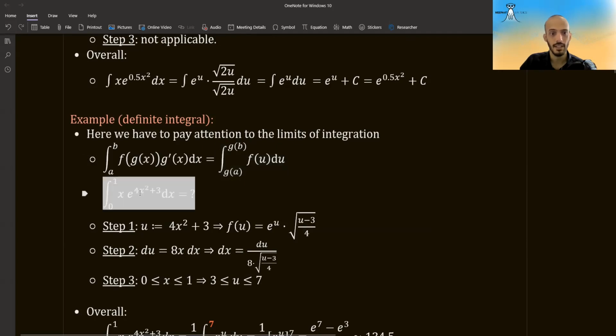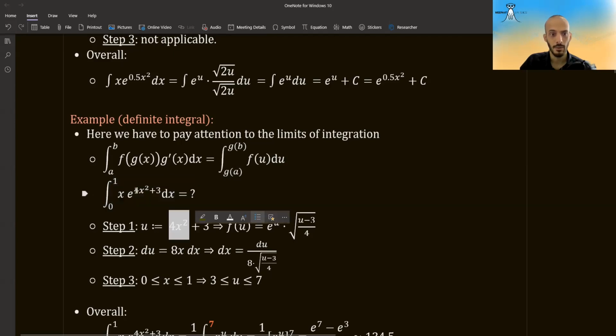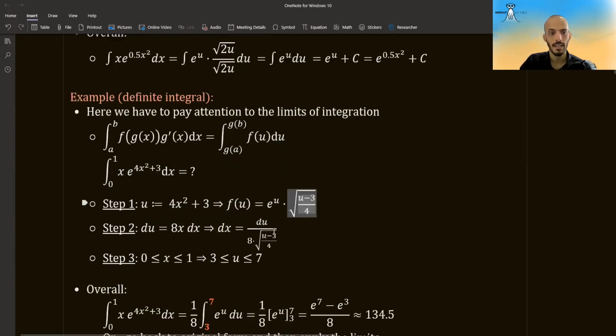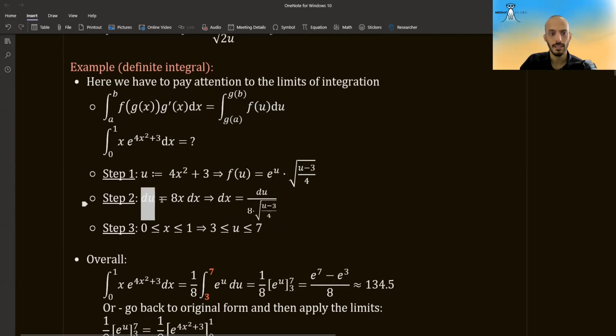Okay, so let's take a concrete example, x times this expression, and let's say we call u the whole exponent. Then f of u will be e to the power of u times this, which is how x will be in the form of u. And step 2 is to replace du with the derivative. So this derivative is 8x times dx.